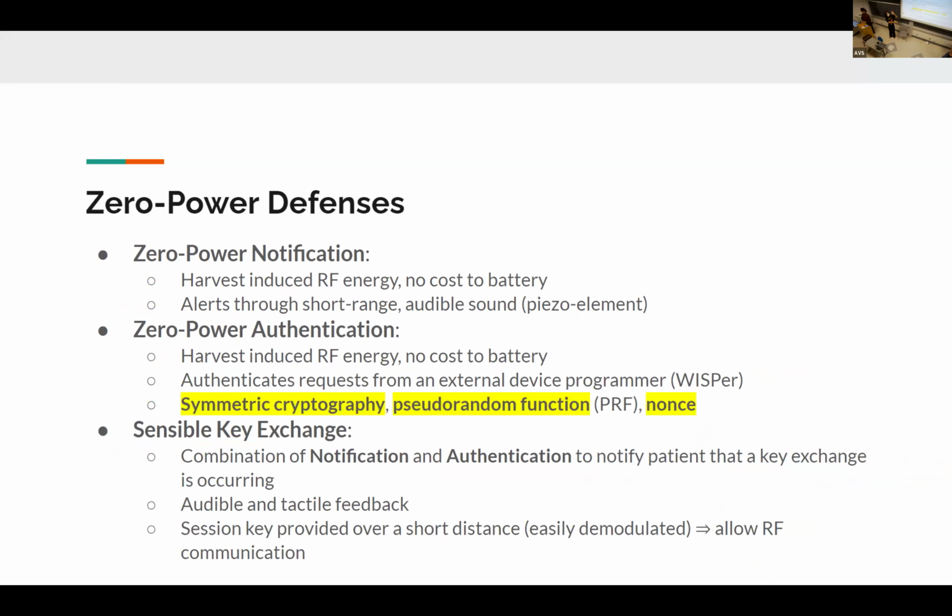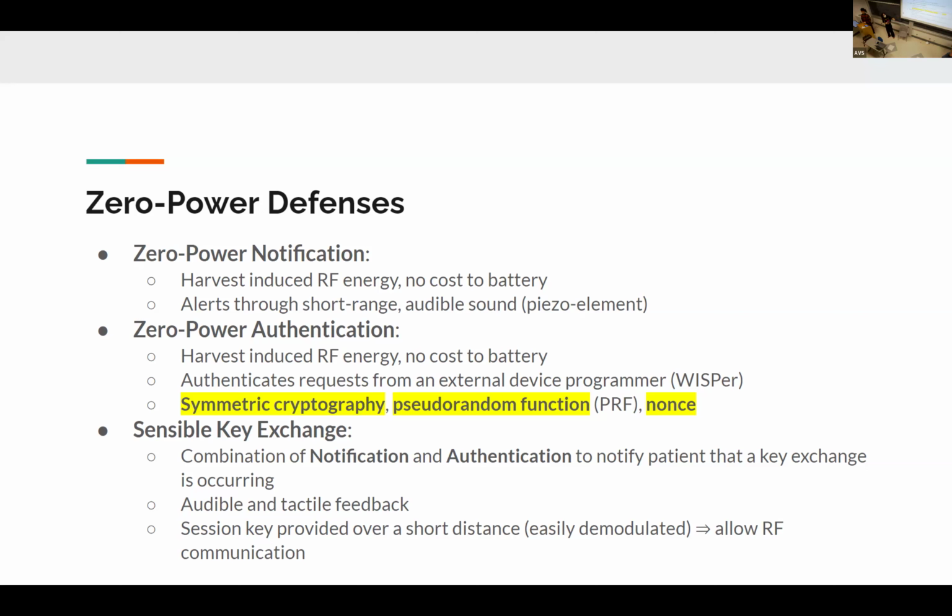There are 3 solutions they call zero power defenses. The first 2 are zero power notification and authentication. Notification does what it says: it notifies the patient through a short-range audible sound. Authentication authenticates requests from an external device programmer via symmetric cryptography using a shared key. It also utilizes a PRF and nonce, as we have learned about in class. They're zero power in the sense that they harvest induced RF energy to power their own systems, so they draw no power from the main battery of the ICD, so it doesn't shorten the lifespan.